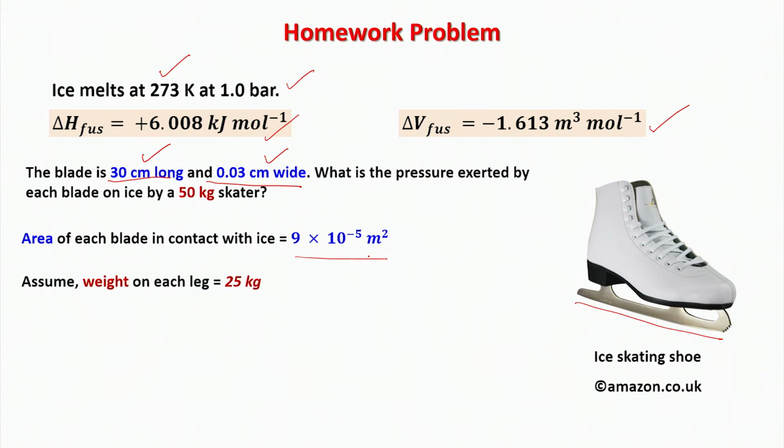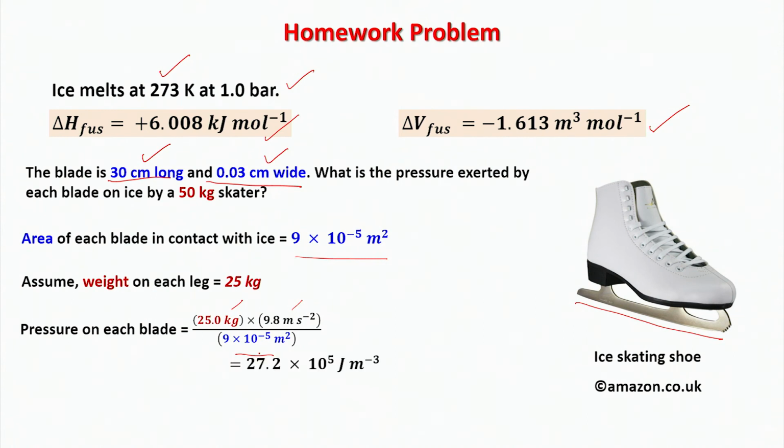Then, if I assume that the weight on each leg is about 25 kg, in that case, the pressure on each blade is 25 kg, that is the mass, multiplied by g, that is 9.8 meter per second square, divided by the area over which this weight is acting, and the answer we find is 27.2 into 10 to the power 5 joules per cubic meter.